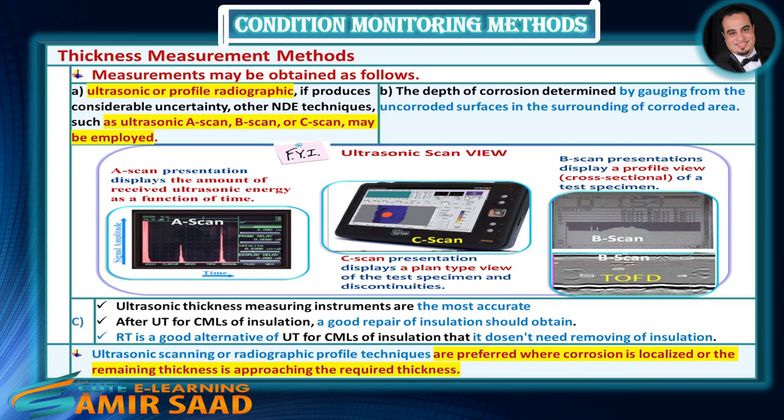Ultrasonic thickness measuring instruments are the most accurate. After UT for CMLs of insulation, a good repair of insulation should be obtained. RT is a good alternative to UT for CMLs of insulation, in that it doesn't need removal of insulation. Ultrasonic scanning or radiographic profile techniques are preferred where corrosion is localized or the remaining thickness is approaching the required thickness.